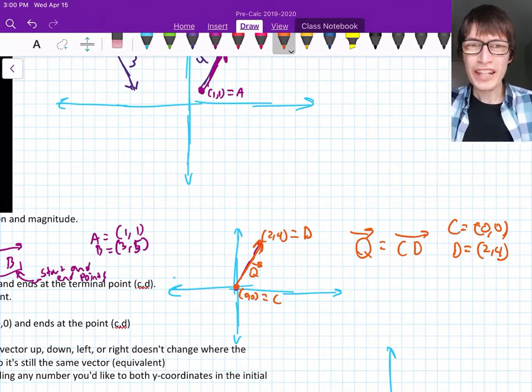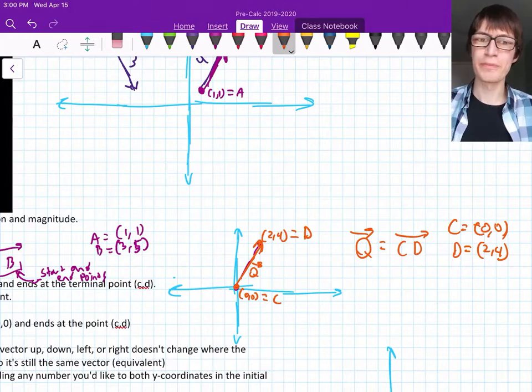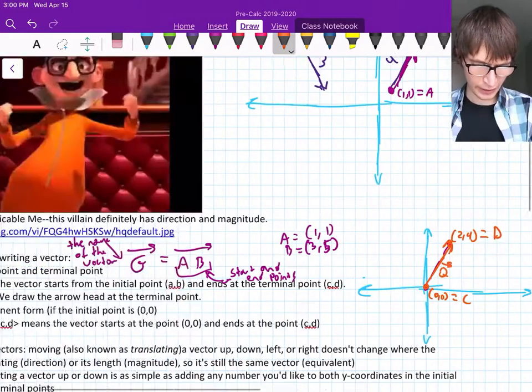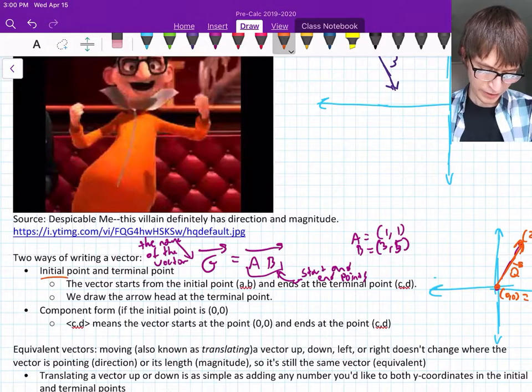Okay, so that's what it looks like when we're using a beginning point and an ending point, an initial point and a terminal point. That's what that's all about.